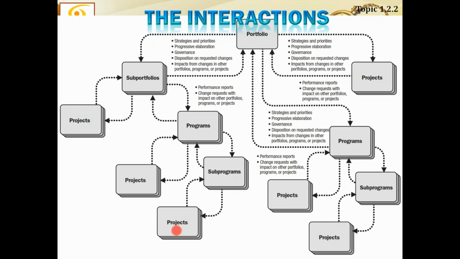You see, this is one place, this is one place, this is one place, this is one place, this is one place, this is one place. So there are six different places at different levels where projects can exist in a portfolio: directly under a portfolio, under a sub-portfolio, under a program, under a sub-program, and so on and so forth. Okay.